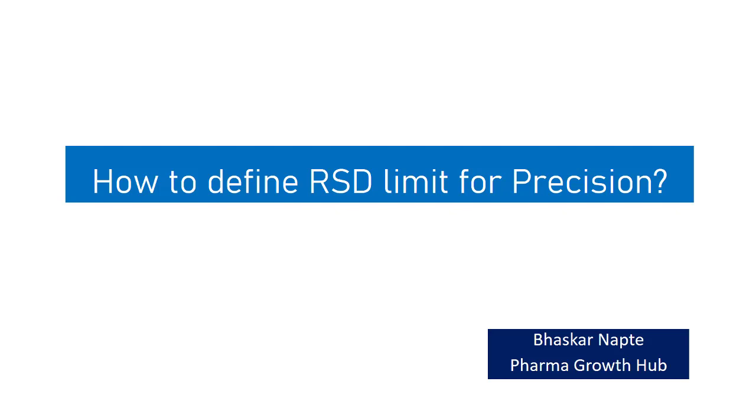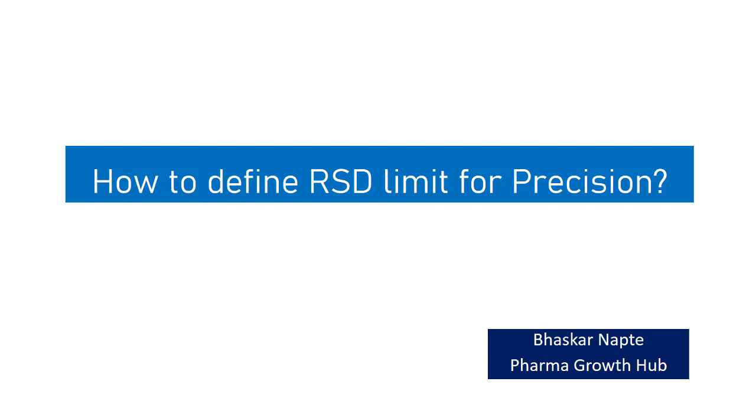Today's topic for discussion is how to define RSD limit for precision. The precision is one of the important parameters when it comes to analytical method validation. And you may be conducting validation for different tests like assay or related substances, and the limit for the precision, which can be expressed in terms of RSD, can remain same or can it vary with the test. So that is the point of discussion.